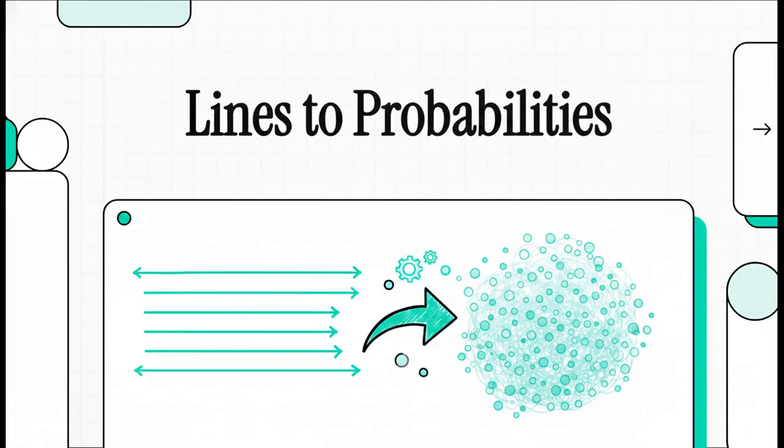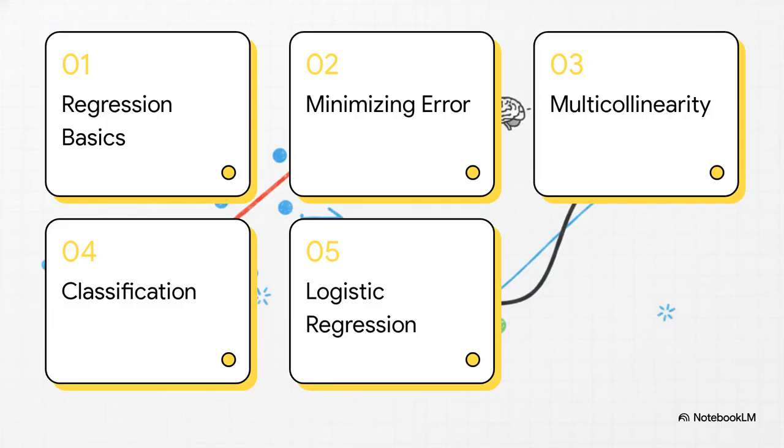Let's get started. All right, so here is our roadmap for today. We're breaking this down into 5 parts. 1, basics of linear regression. 2, learning and minimizing error. 3, the multicollinearity problem. 4, the binary classification twist. And finally, 5, the power of logistic regression.